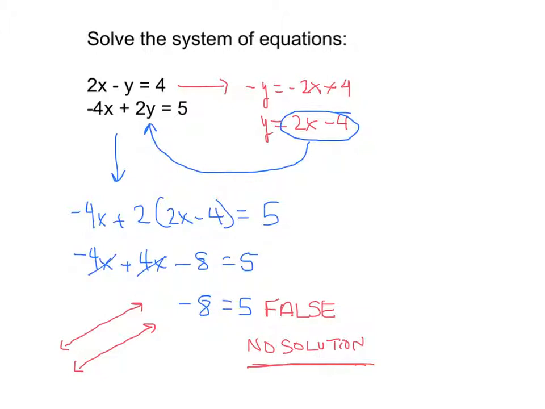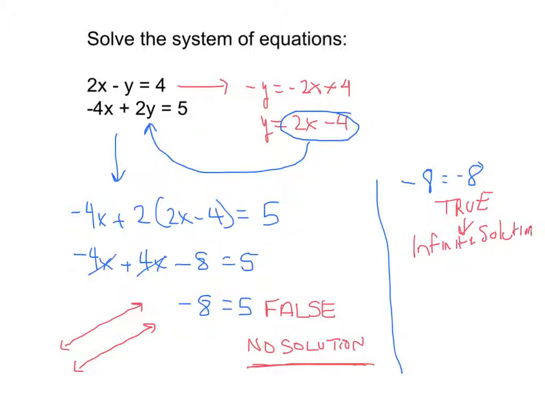Now notice that we ended up, as I said, with a false statement, but what if we had done this problem and the x's had also disappeared, but we'd ended up with something that looked like, for example, negative 8 is equal to negative 8? Well, that's a different situation because negative 8 does equal negative 8, and that's a true statement. So what's the difference between getting a false statement and a true statement? Well, a true statement means that there are infinite solutions to this system, which means that you can take any x comma y that you want, and it will work if you plug it in.